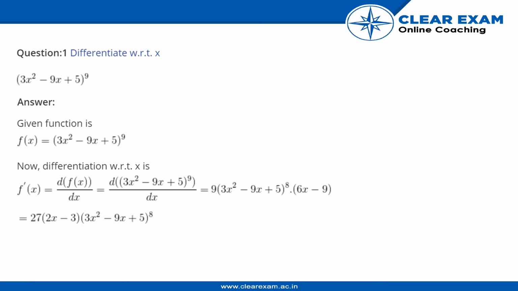Here in 6x − 9 we have taken 3 as common, so 9 into 3 is 27. So 27 × (2x − 3) × (3x² − 9x + 5)^8. Therefore, differentiation with respect to x is 27 × (3x² − 9x + 5)^8 × (2x − 3).